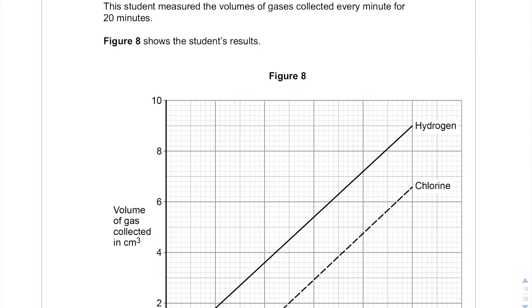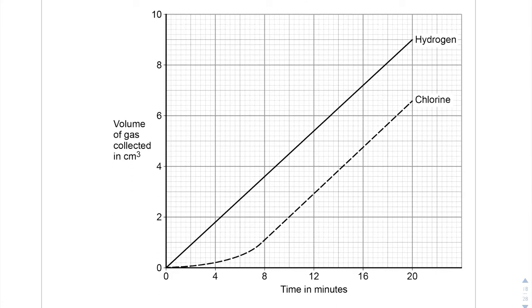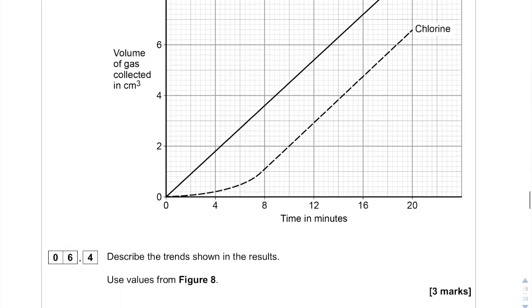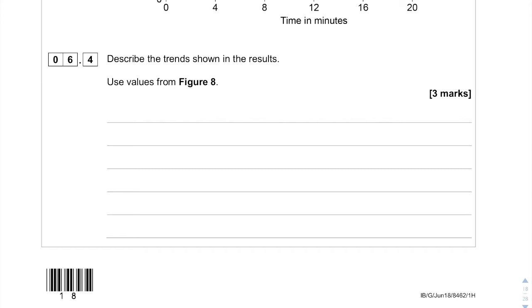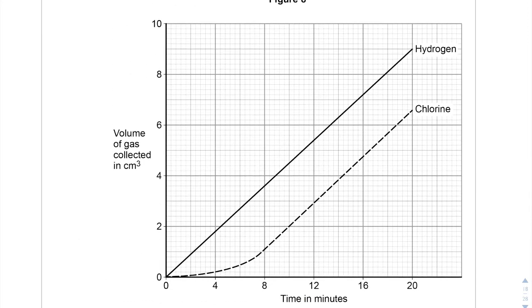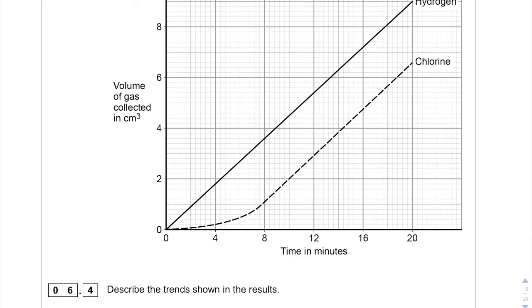Another student used the correct apparatus. Good for that student. This student measured the volume of gas collected every minute for 20 minutes, and this is the result. I probably can't fit this in my video in total, but I'll try. The question is: describe the trend shown in the results and use values from figure 8. Figure 8 is this graph, and I'm going to try to fit it in, but it's probably going to cut off just about here.